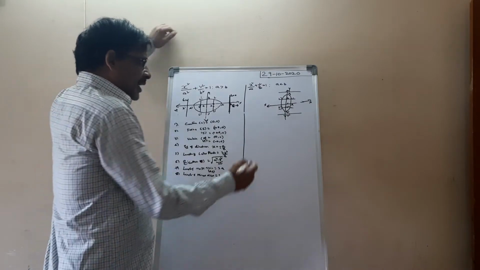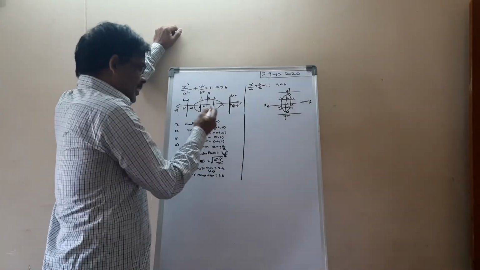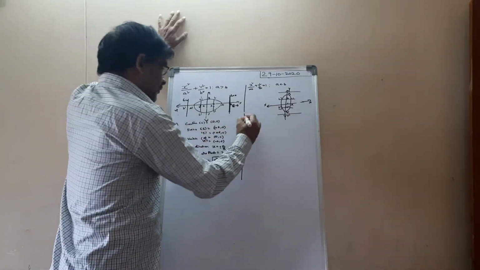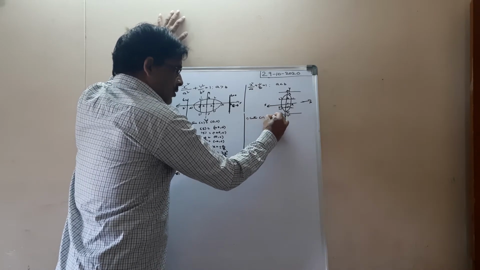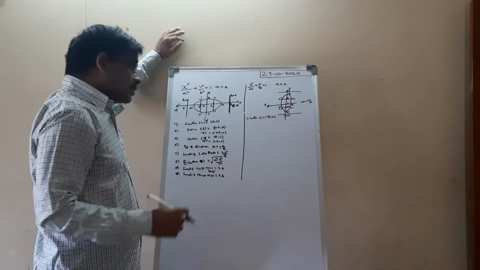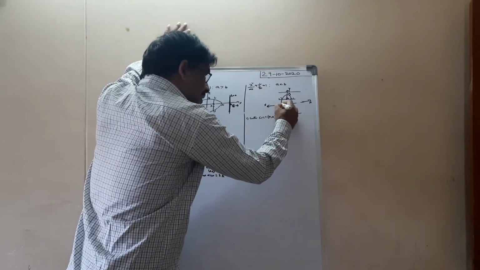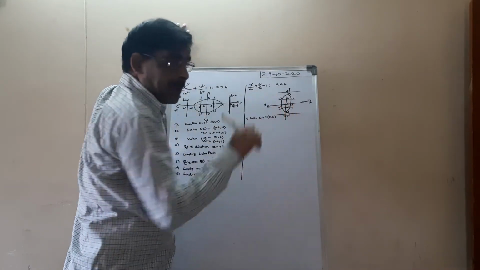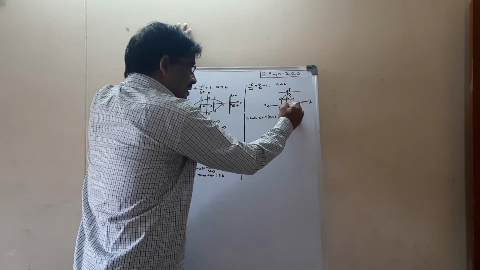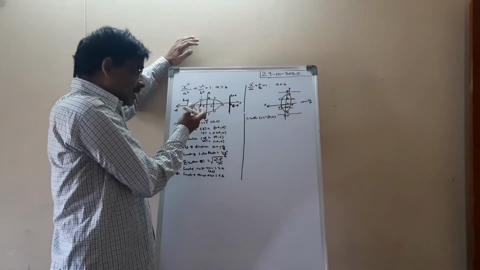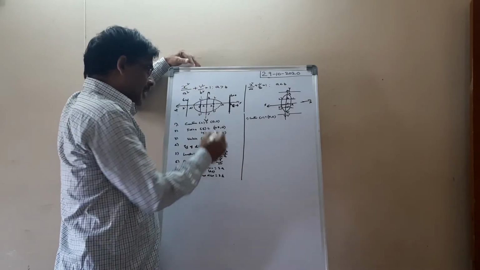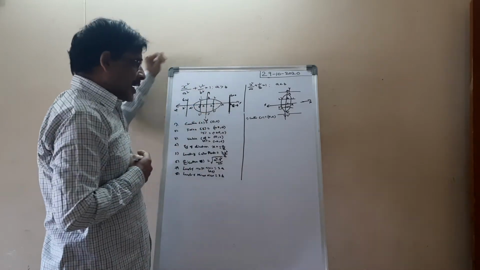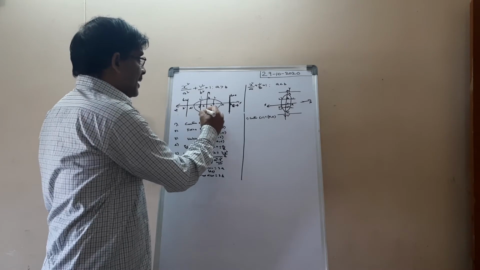Let me write these results here. First one, center C equal to 0, 0. Here A dash is the minor axis, B dash is the major axis. Whereas in the previous type of ellipse, you have A dash as the major and B dash as the minor axis.